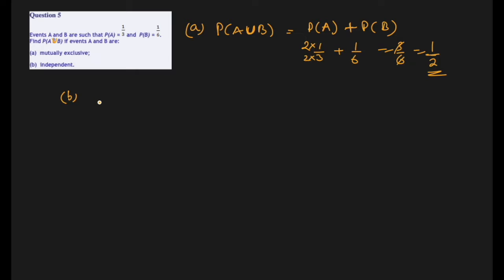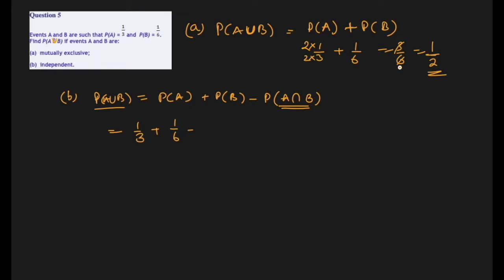Now they are independent. For independent events, we know the probability of A union B is equal to probability of A plus probability of B minus probability of A intersection B. So if they are independent, we want to find this. Probability of A we already know is 1/3, plus probability of B is 1/6. But now we have to find their intersection because they are independent of each other. Earlier they were one event, they couldn't happen together, but in part B they are independent. That means they happen one after another, so they can happen together.